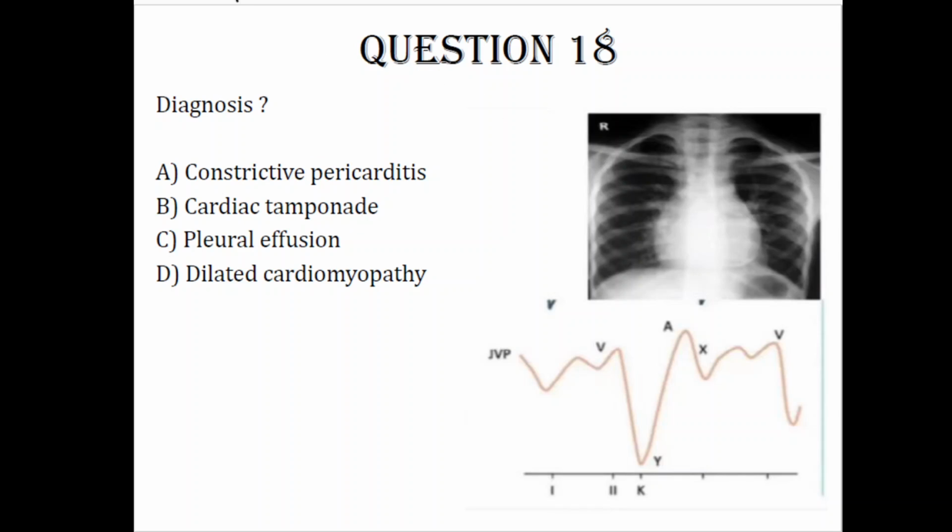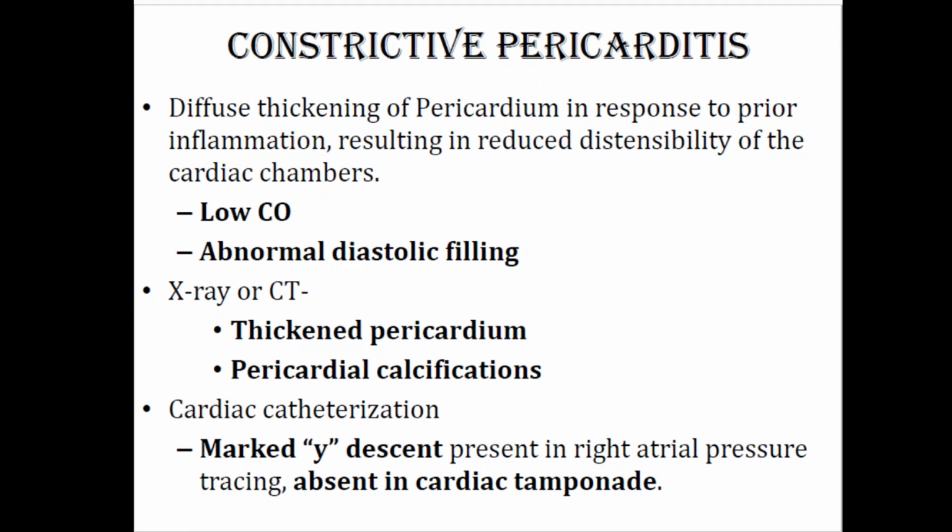Now let's look into the description. This kind of calcification is probably seen in constrictive pericarditis, but you can also think that this is looking like a money bag appearance which is seen in cardiac tamponade. So the main differentiation comes in the first three. We confuse in the first three. Now let's begin with constrictive pericarditis. In constrictive pericarditis there is diffuse thickening of the pericardium, and this thickening is due to inflammation.